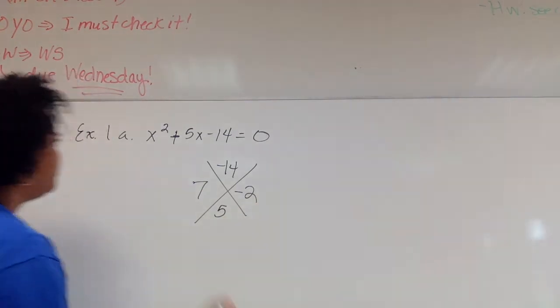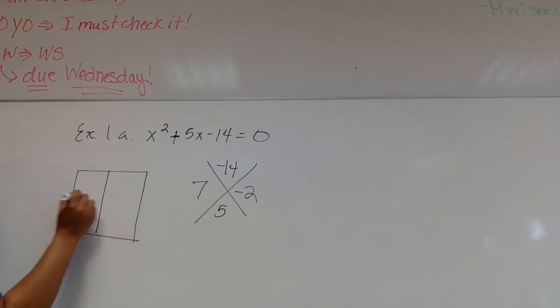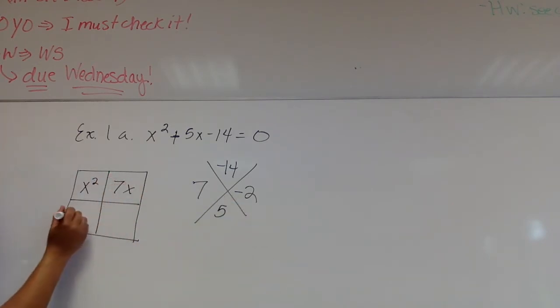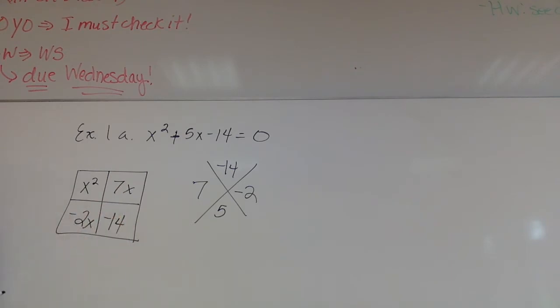Let's keep on going. Set up your box. My first term goes in the first box. Then I put in my numbers that I got from the x. And then my c goes in the bottom box. Find your GCF. Now I'm going to move fast through this because by now we've been doing this for a couple of days. You know the steps, okay?